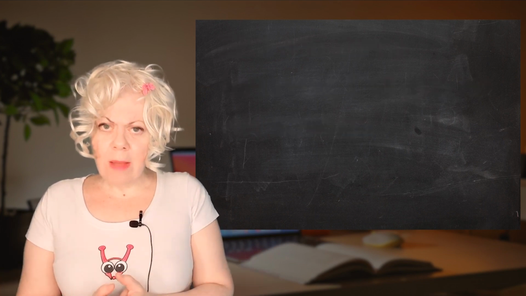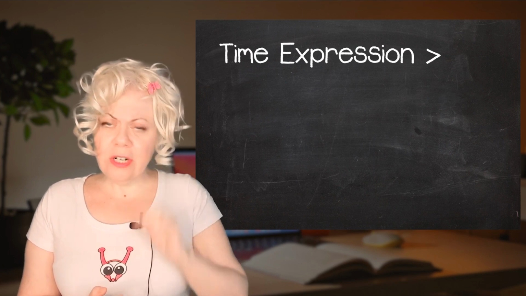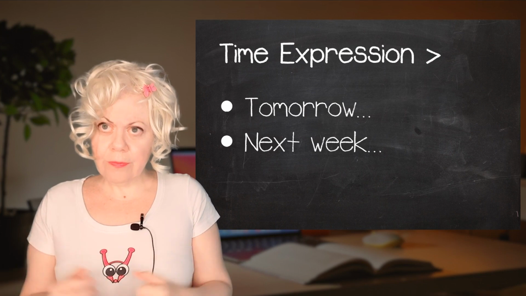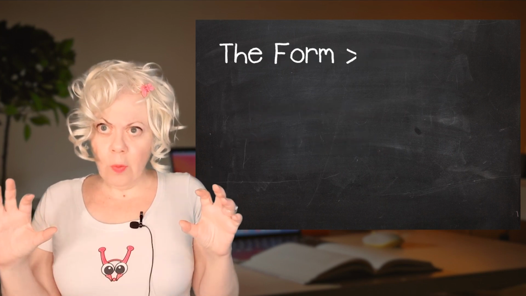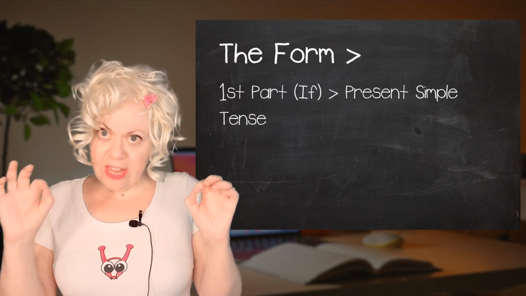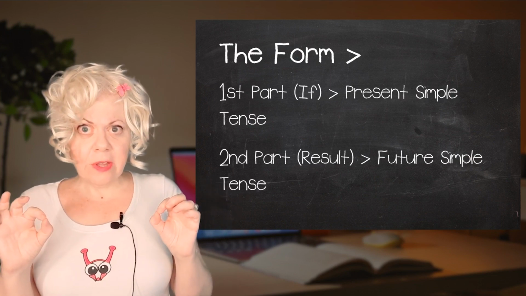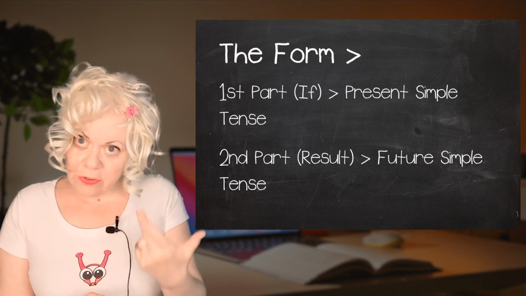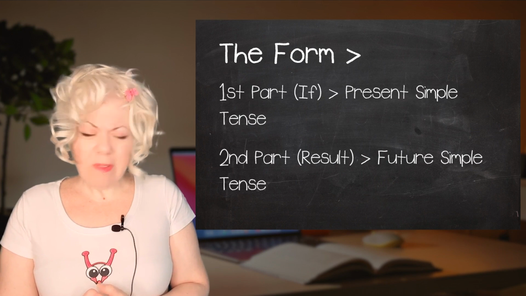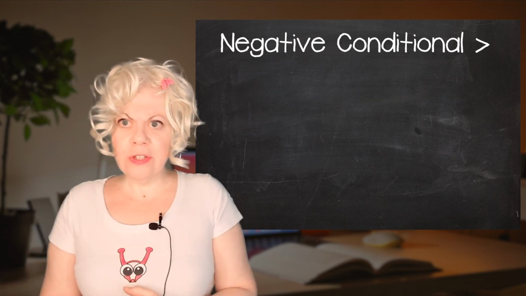What kind of time expressions do we use? We usually use tomorrow, next week, and the like. The first part of the sentence, if, will appear in the present simple tense, and the second, the result, will appear in the future simple. Very easy, right? Now, what about the negative conditional?